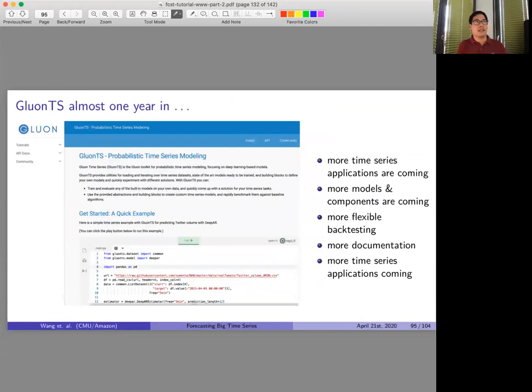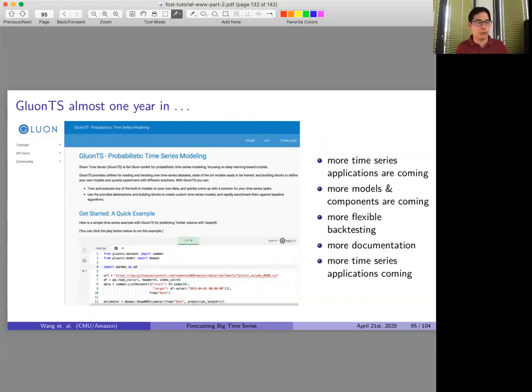GluonTS, we launched it in summer last year. It's almost one year in, and we're quite happy with the community traction we've seen so far. A couple of additional forecasting models came in through community efforts, something like LSTNet or N-BEATS. They are part of GluonTS now. We will have more time series applications coming in. GluonTS is not called GluonForecast, but GluonTS, Gluon Time Series, for a reason.